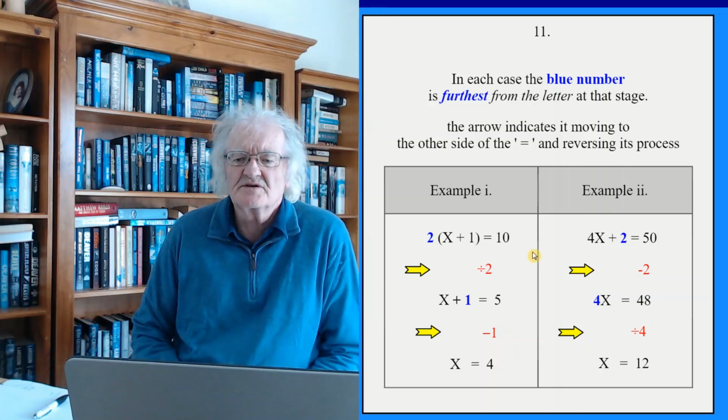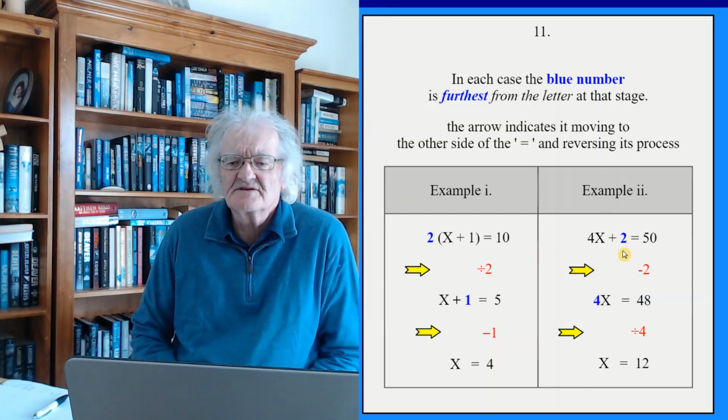In example 2, here the 2 is further away from the x because of the plus sign. So when we shift it to the other side of the equal sign, it becomes subtraction. So 50 take away 2 is 48. Now we have to shift the 4. 48 divided by 4 is 12.